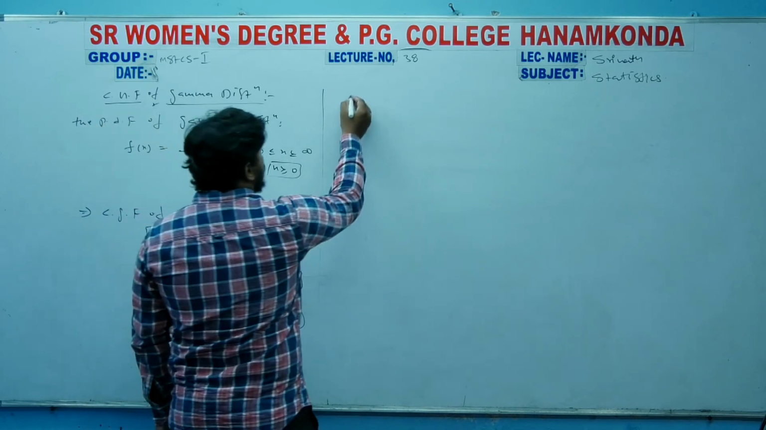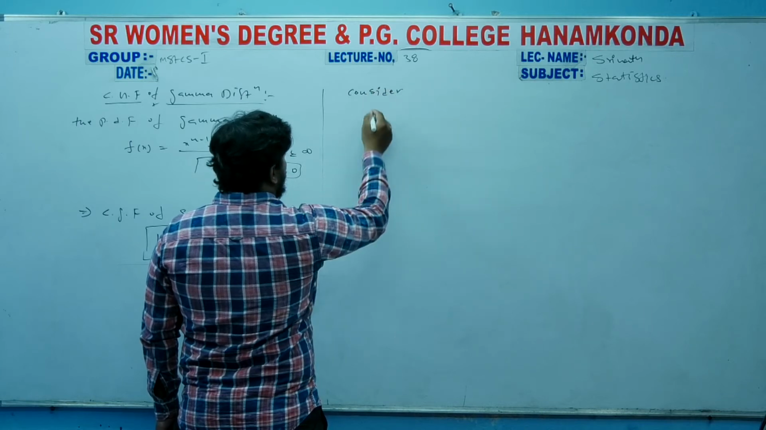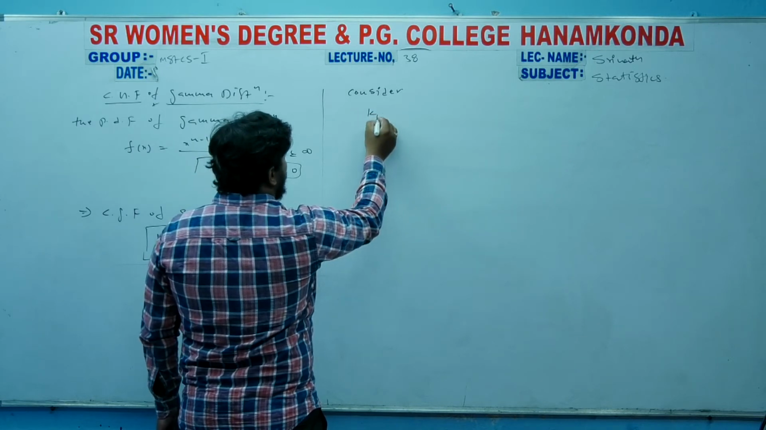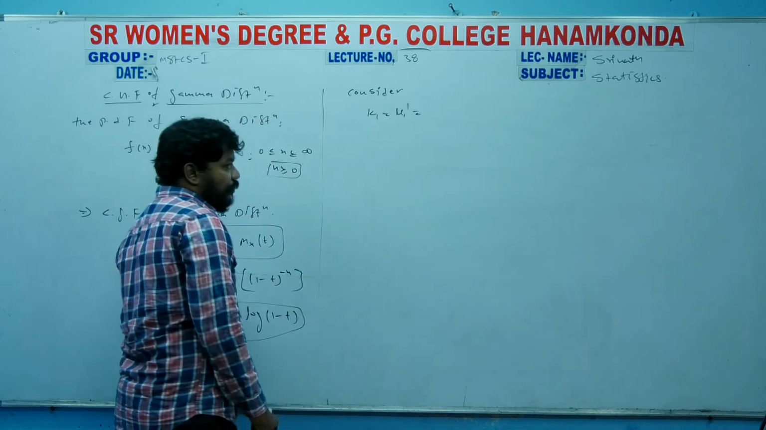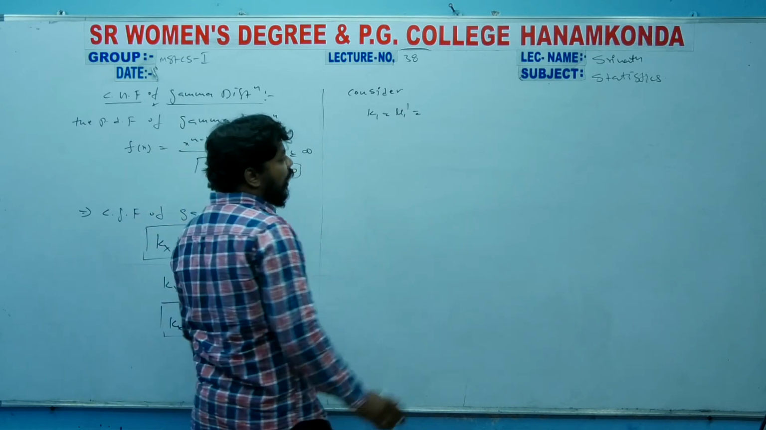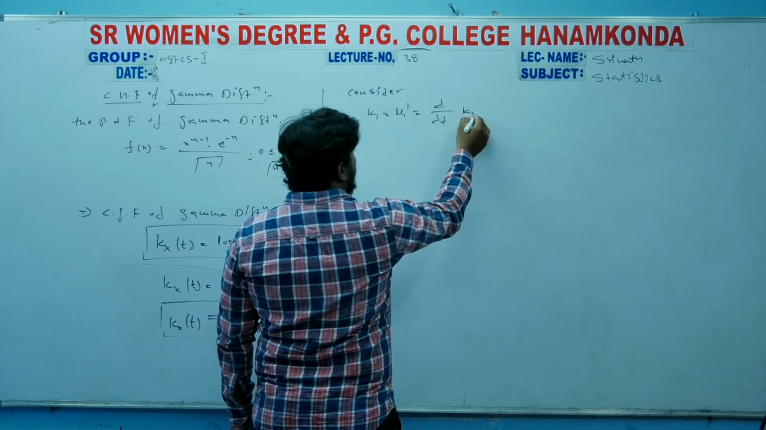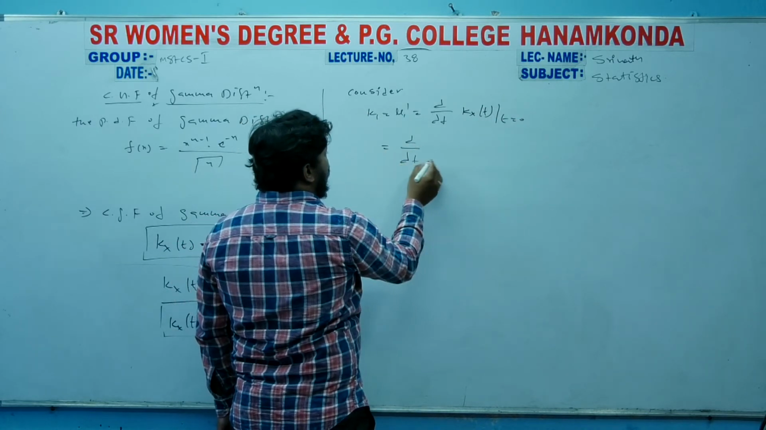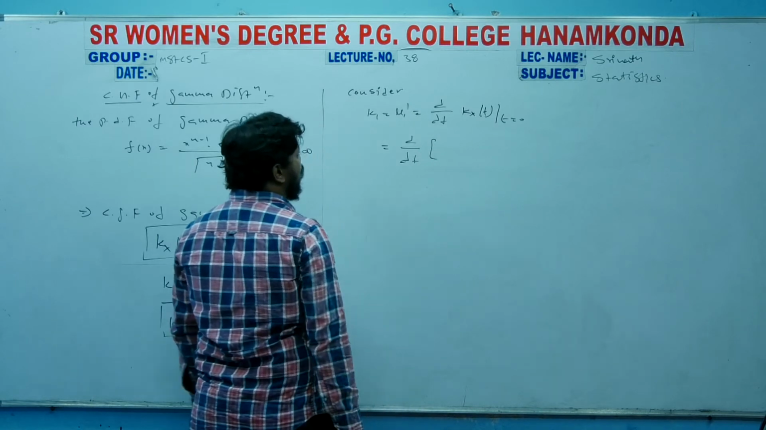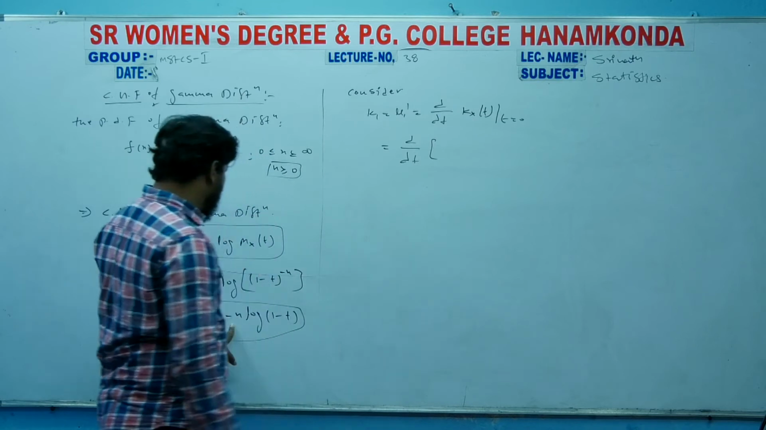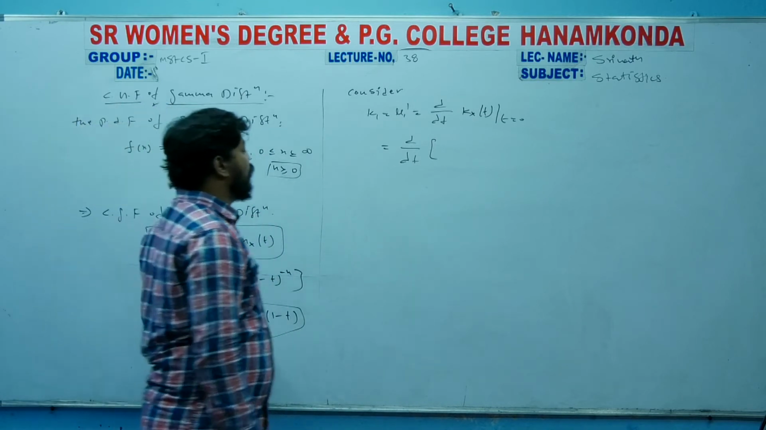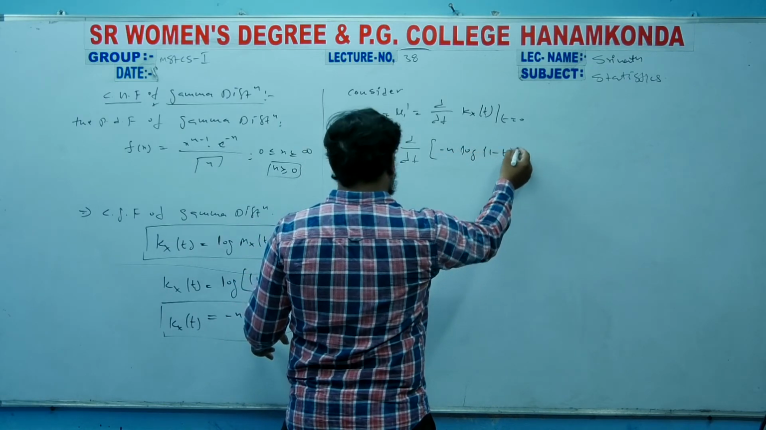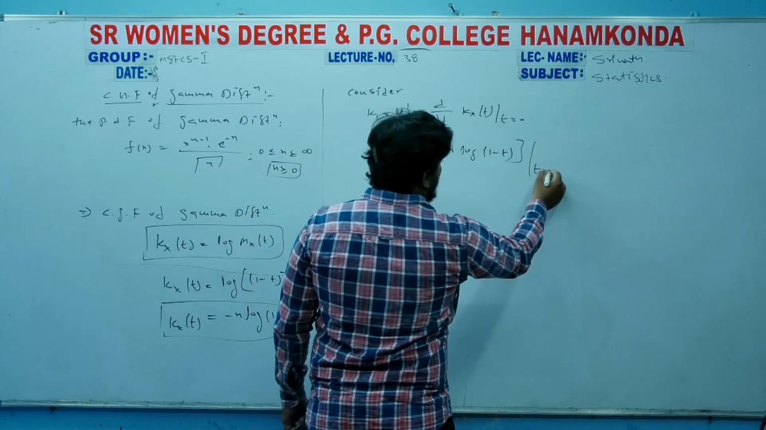Consider k1 is equal to mu1 dash, which is equal to d by dt of Kx of t at t equal to 0. d by dt of Kx of t is nothing but d by dt of minus n log of 1 minus t at t equal to 0.